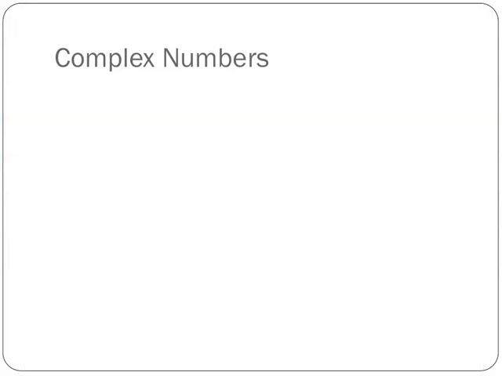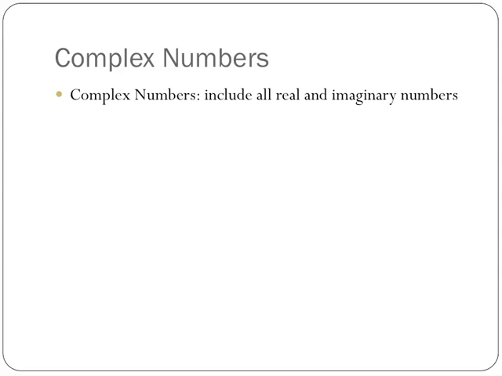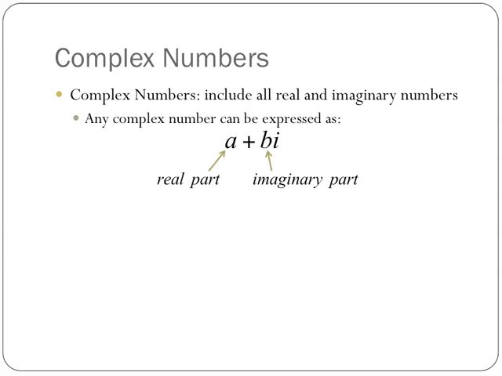So complex numbers include all real and imaginary numbers. Any complex number can be expressed in the form a plus bi, where a represents the real part and b represents the imaginary part. Since any complex number can be written this way, if it's just a real number, then the b value would be equal to 0.